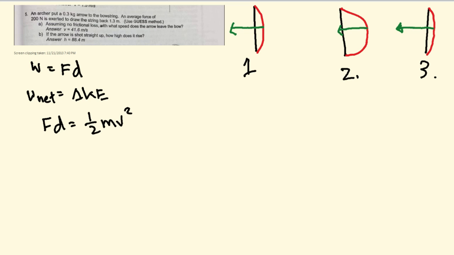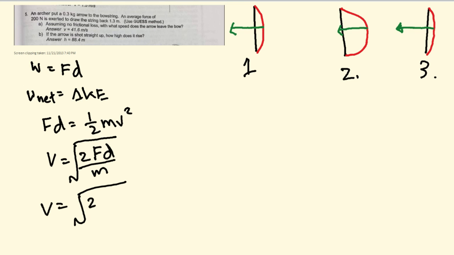And now, they want us to find the speed with which the arrow leaves the bow. So similar to the last problem, we isolate velocity. Velocity is equal to the square root of 2 times force times distance over m. Now let's see if that works out. Velocity is equal to the square root of 2 times 200 newtons times 1.3 meters. Wow, that is a big bow.